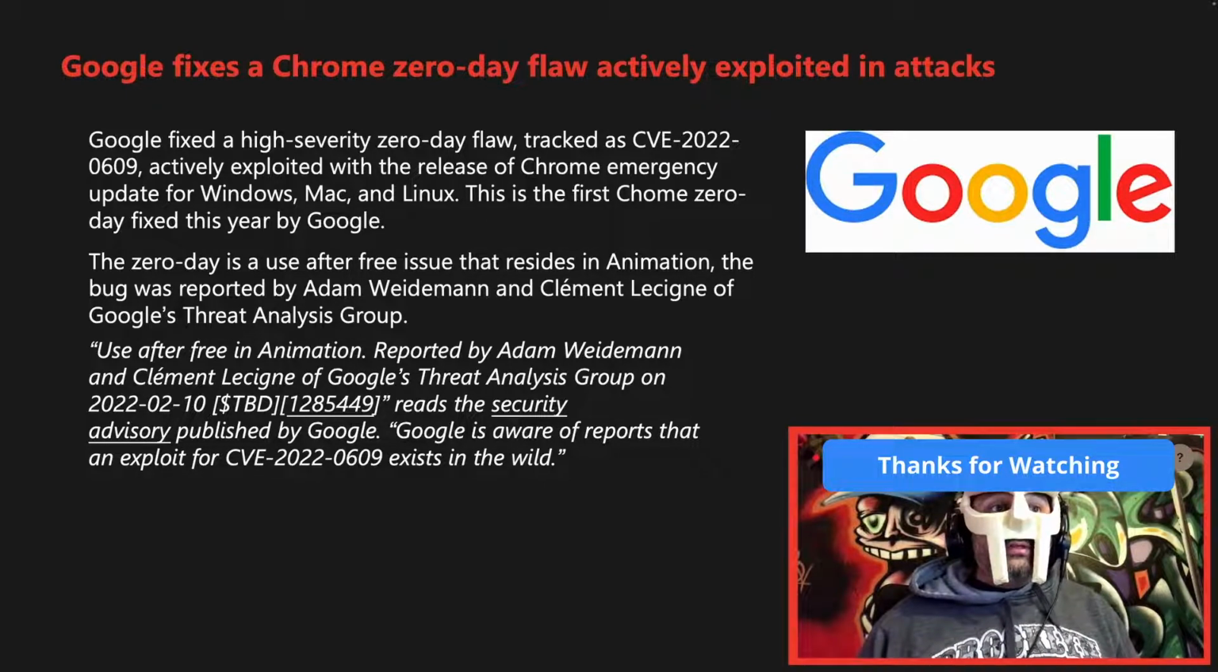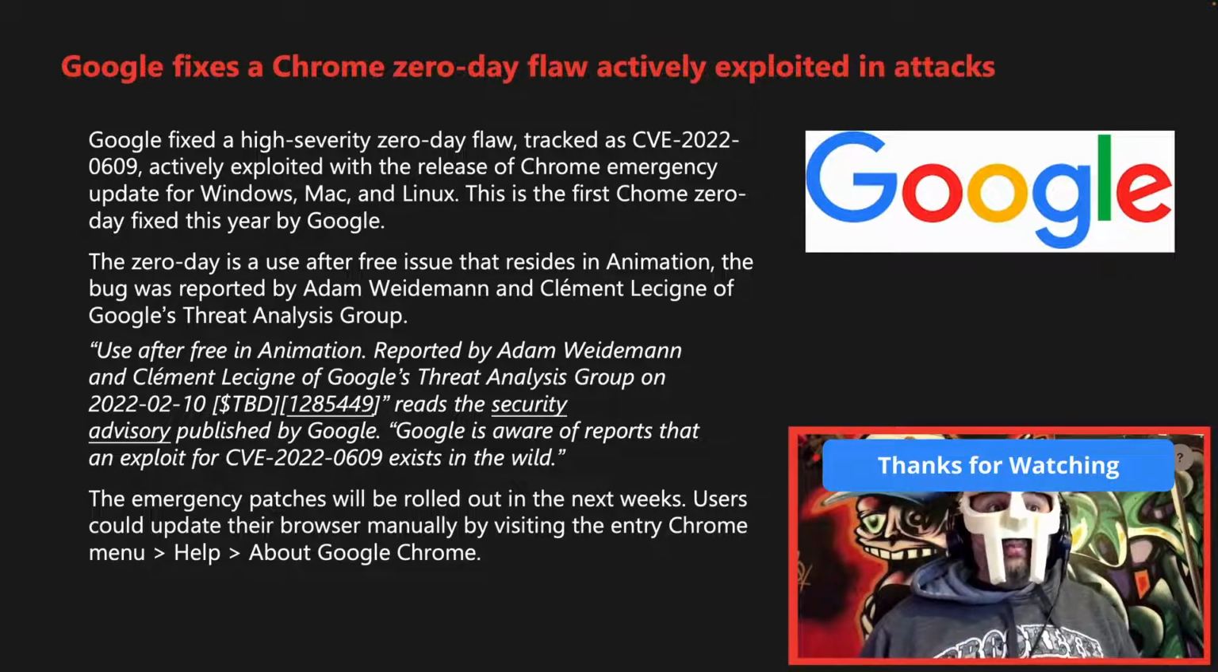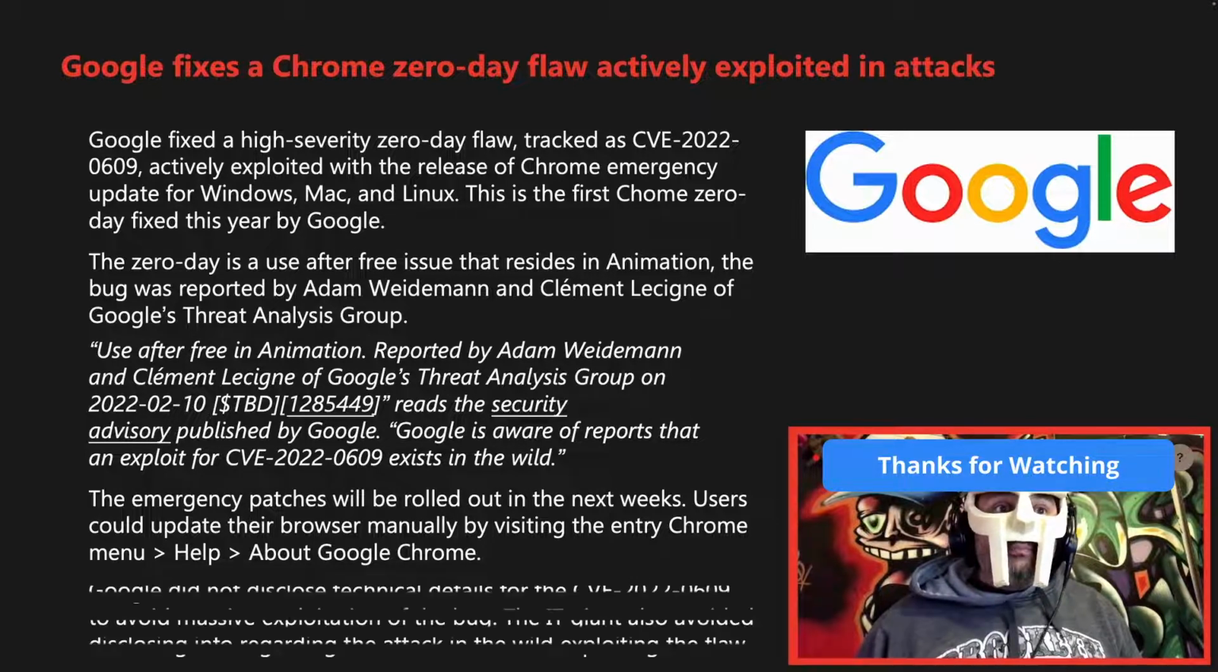Google is aware of reports that an exploit for CVE-2022-0609 exists in the wild. The emergency patches will be rolled out in the next weeks. Users could update their browser manually by visiting the Chrome menu, Help, About Google Chrome.